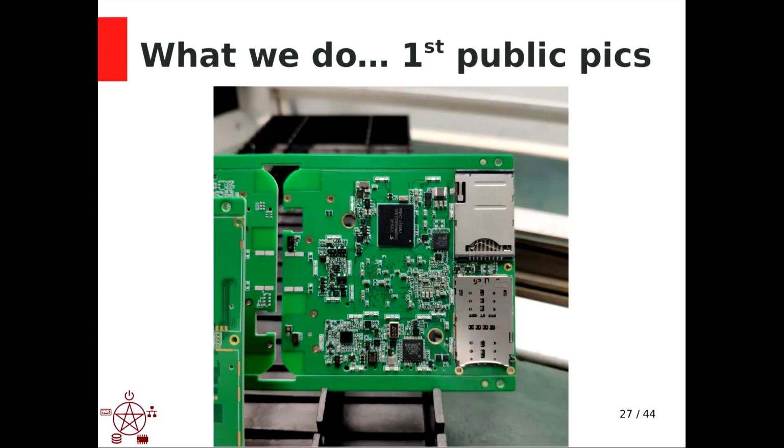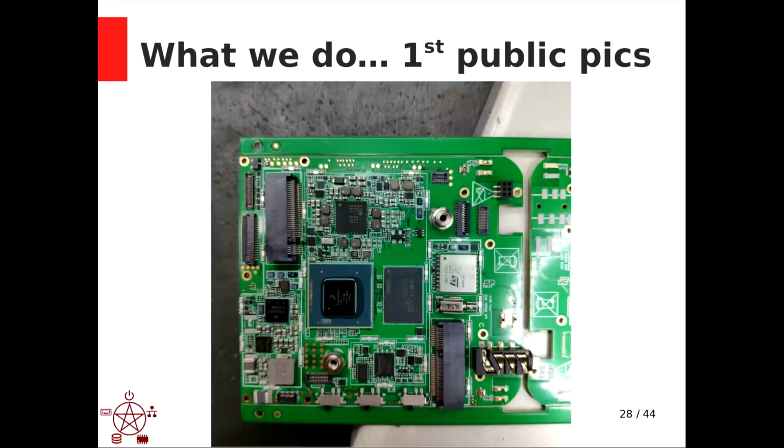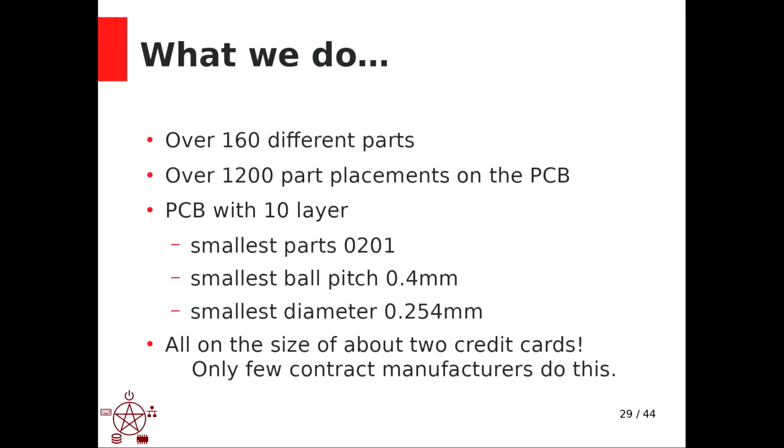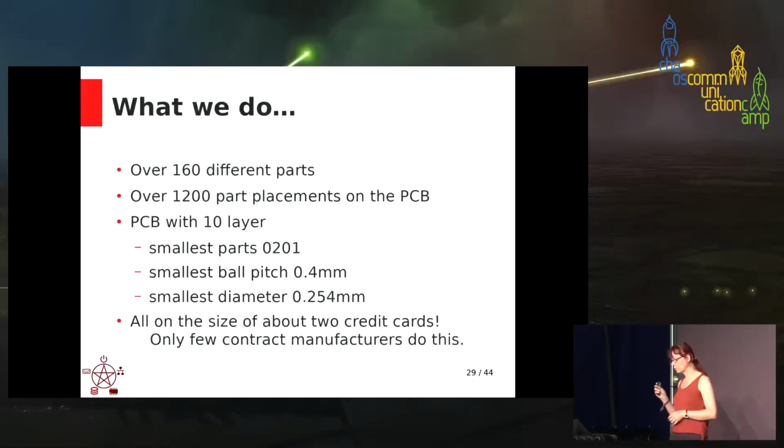And this is one side of the board, this is the other side of the board with the CPU in the middle, and you can also see the two M.2 slots on there, the GNSS module, and a lot of other stuff. So we are getting there, but hardware is hard. Everything takes much longer than anticipated, of course. And to give you an idea of the complexity of that board, we have on this board more than 160 different components, and that's over 1,200 parts placements on these boards. So that's an incredibly dense board.